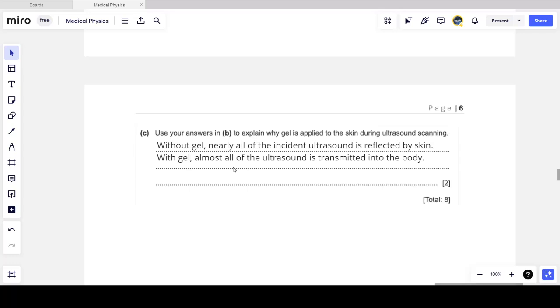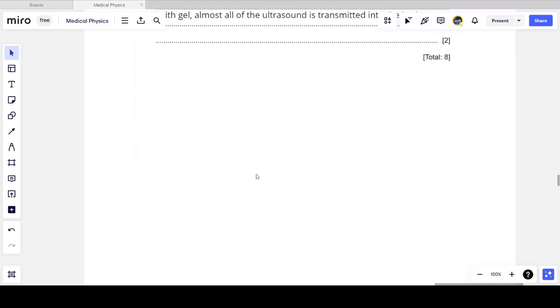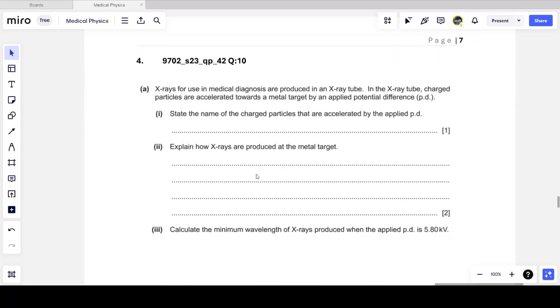So this question was very strongly focused on the topic of ultrasound. But again, we need to be able to be prepared for anything that comes our way for medical physics. And so that was in total, that was an 8-mark question. The next question comes from the summer 23 exam. That's May-June rather, 2023. It's question paper 4.2, and it's question number 10 from that paper.